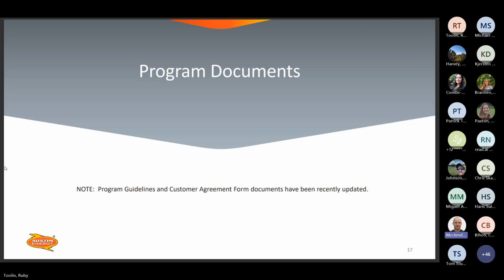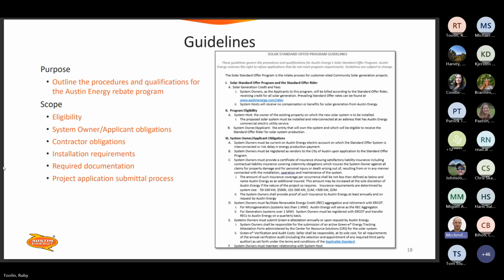Program documents here. Program documents are pretty much just like our existing solar programs, trying to keep it in sync here. We have guidelines and we have the customer agreement form, also known as the CAF. Please note that these were recently updated. We had them on our website. We still have them on our website.